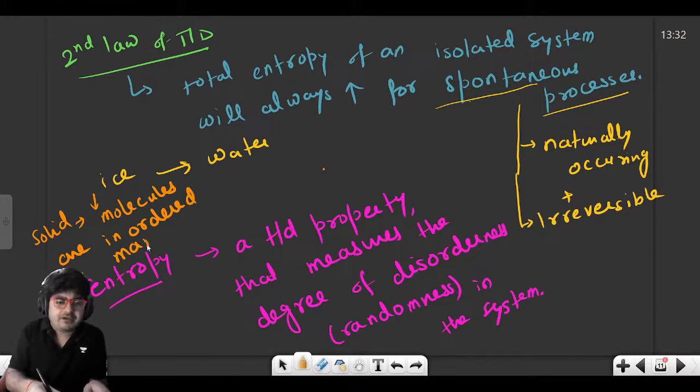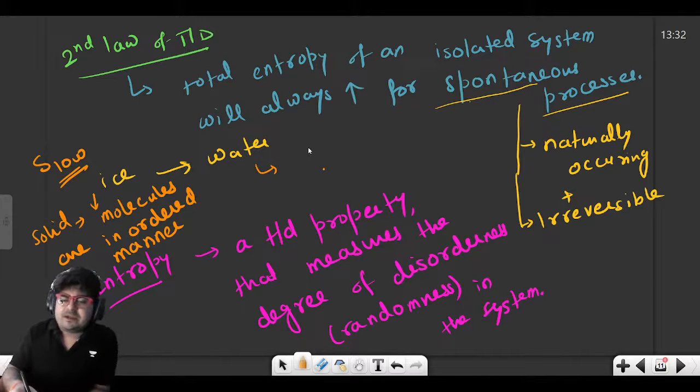Molecules are in quite an ordered manner. ठीक है? तो इसका मतलब इनकी जो एंट्रोपी है वो लो होगी. But water की बात करें, liquid state, you know in liquid molecules have some freedom to move here and there, so randomness will be there.